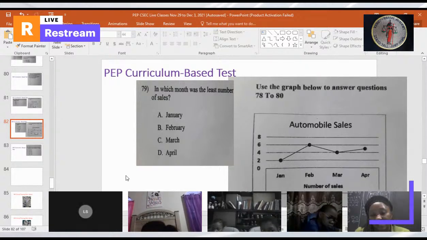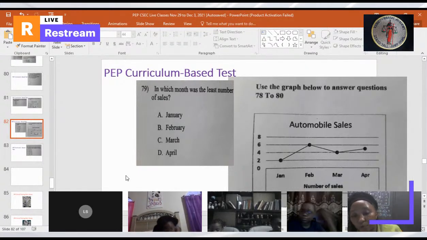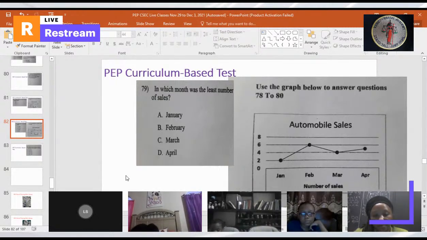This is number of sales. So there were 4 more sales, but it's asking to express that as a percent. So yes, it sold 4 more in February than in January. But what percent does that represent? That's what it's asking.